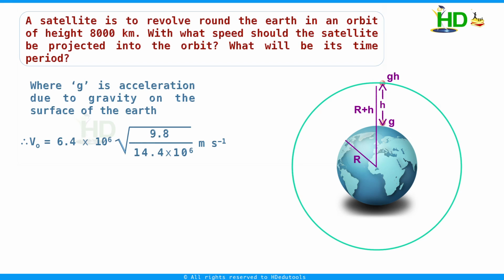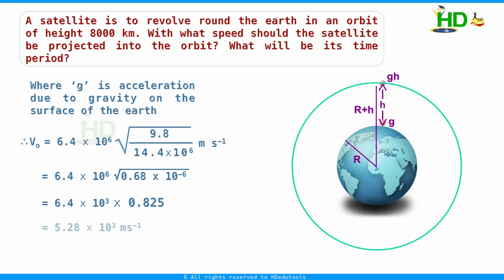On simplification, this is equal to 6.4 into 10 power 6 into root of 0.68 into 10 power minus 6. This is equal to 6.4 into 10 power 3 into 0.825. Now this is equal to 5.28 into 10 power 3 meters per second or 5.28 kilometers per second.